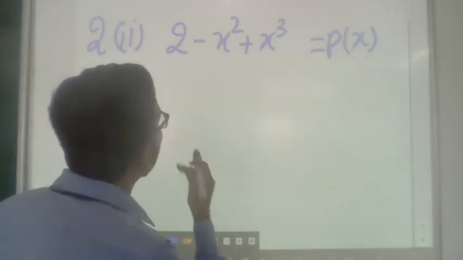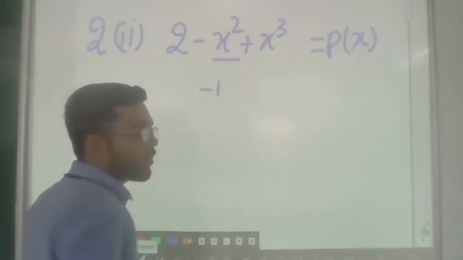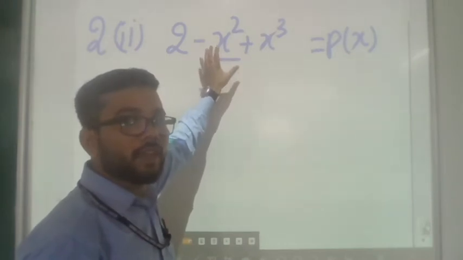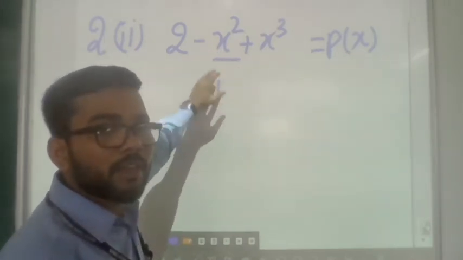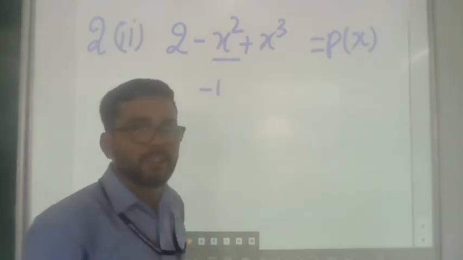So, what is the coefficient of x square? The coefficient of x square is minus 1. Okay, this is minus x square. So, the coefficient of x square is minus 1, because minus 1 is a factor of this x square. That is why the coefficient is minus 1.